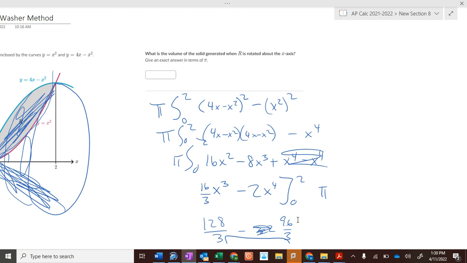And then you've got to get a common denominator. So it's 108 square root of 3. No, wait. 108 minus 16 is 92 square root of 3 over 27. Something like that.